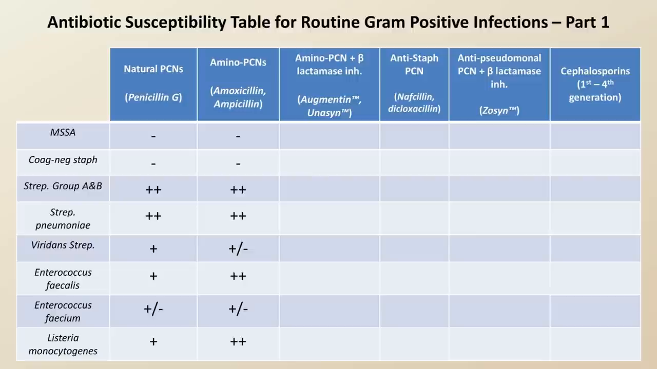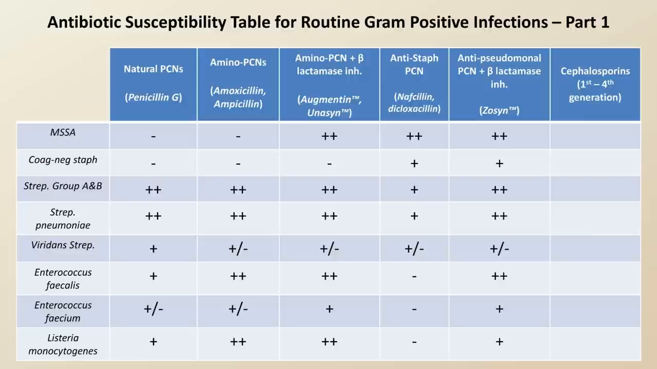added. The anti-staph penicillins, nafcillin, oxacillin, and dicloxacillin, are next, and as you might have guessed, have excellent MSSA coverage and fair coag-negative staph coverage. Although there is some strep coverage, one would not use an anti-staph penicillin for an infection known to be caused by streptococcal species, as there are better beta-lactam options for that. The combination of an anti-pseudomonal penicillin and beta-lactamase inhibitor, as seen with Zosyn, provides broad gram-positive coverage of just about everything except Viridans strep.